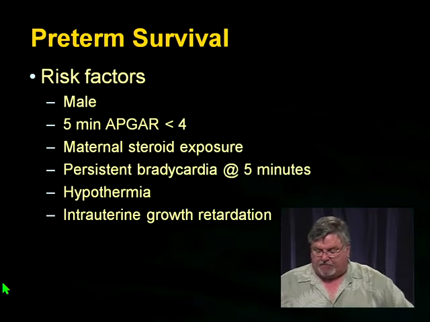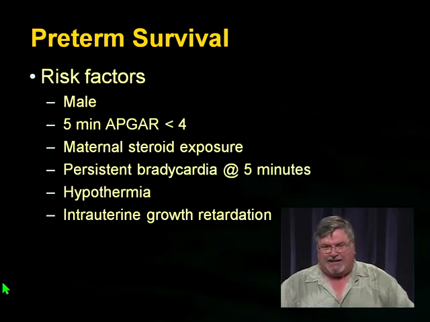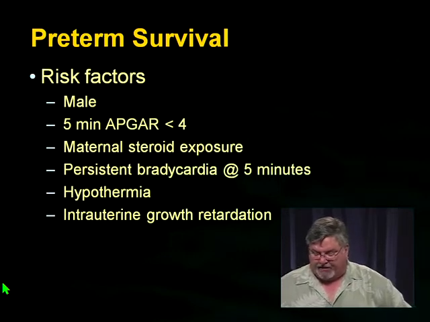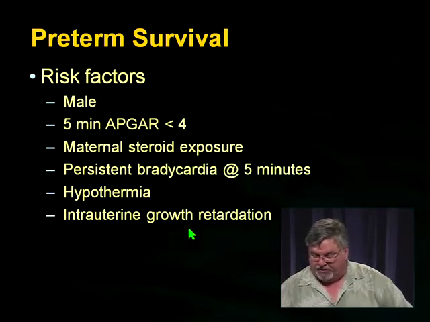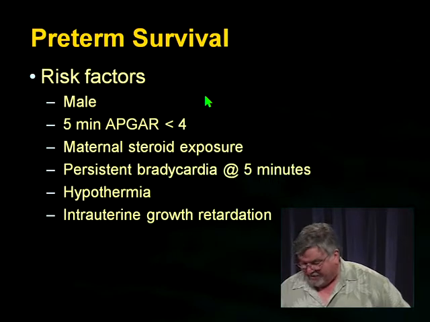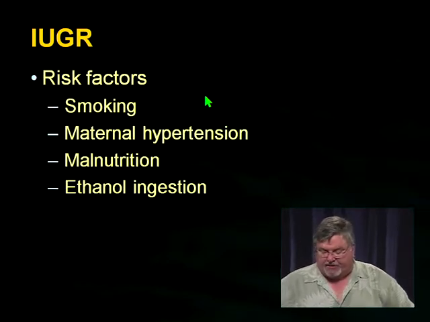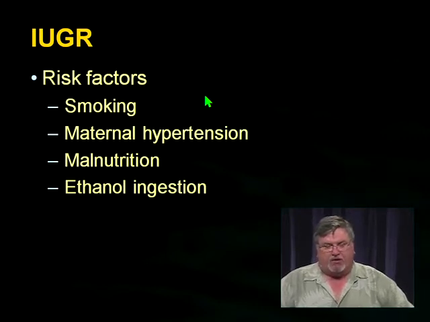Risk factors for preterm survival. These put you at greater risk of not surviving, okay? So if you're male, if your 5-minute APGAR is less than 4, if you're hypothermic, if you're bradycardic, and if you have intrauterine growth retardation, that decreases your chances of survival. Intrauterine growth retardation, that's being born smaller than what you would predict at an average gestational age.